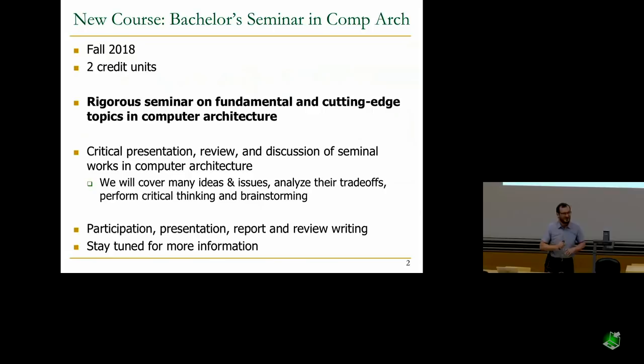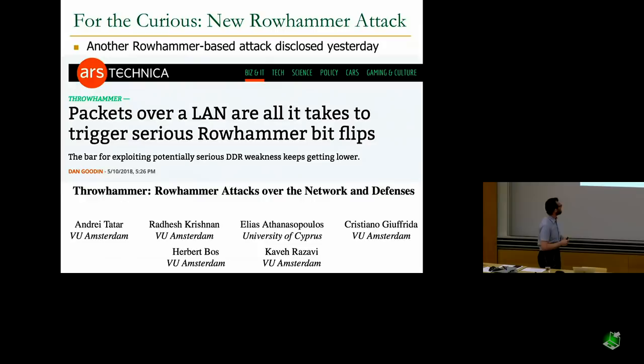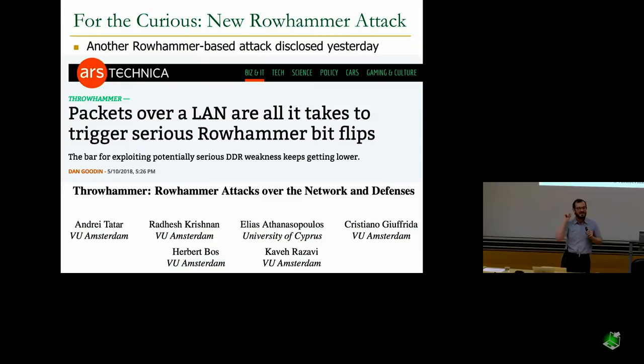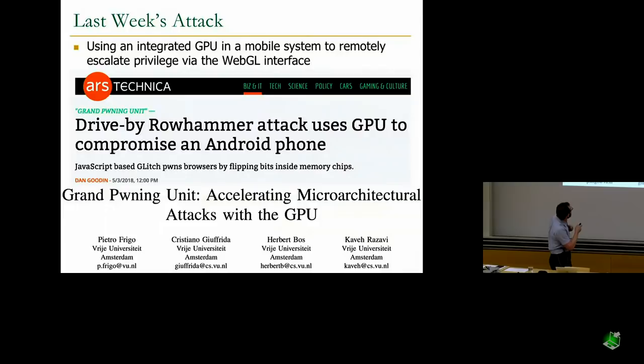Okay, so for the curious, I've given you a bunch of Rowhammer attacks recently, but there was another Rowhammer attack that was recently exposed. This was yesterday. Kaveh is sitting over there, one of those responsible for doing all of these Rowhammer attacks. This is an interesting one where you can do remote memory accesses, RDMA, remote direct memory accesses, and through them induce bit flips on a remote machine. If you're interested, you can read that paper. And he was also an author on the other paper I mentioned last time, where by using the integrated GPU in a mobile system and exploiting the WebGL interface, you can escalate your privilege. I believe there's more to come, and I think it's really interesting to look at.